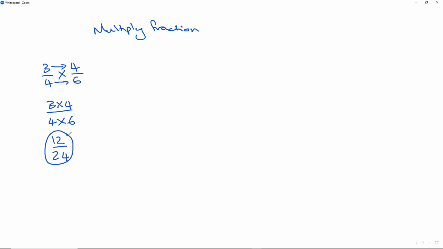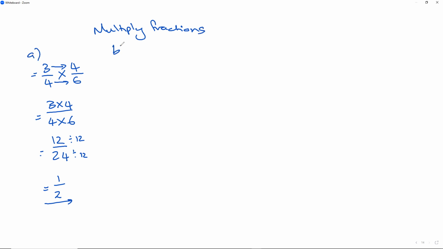I can then simplify this by dividing the top and the bottom by 12, because that simplifies to exactly the same fraction, which is a half. Alright, so that's multiplying fractions.